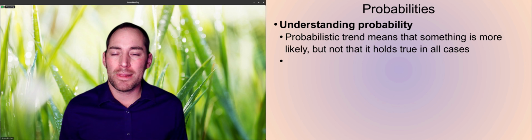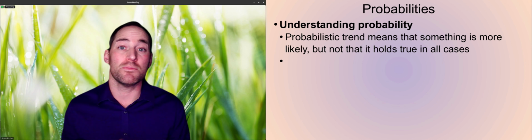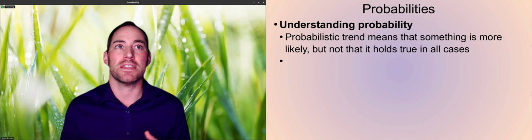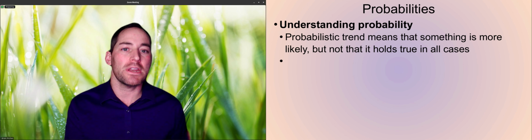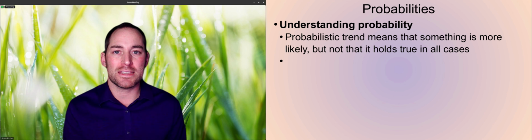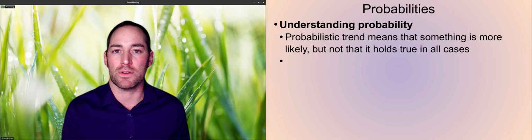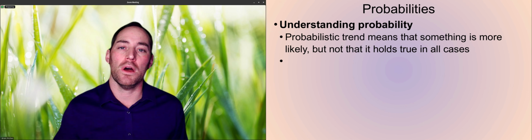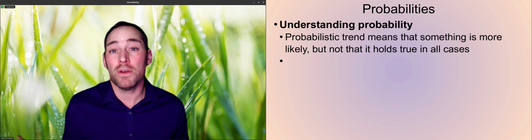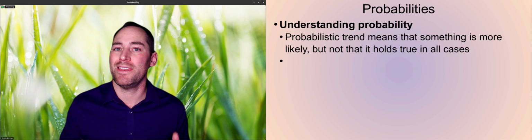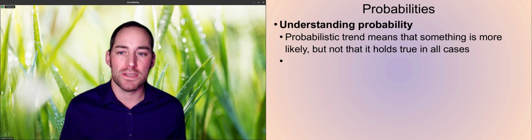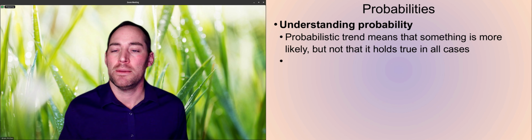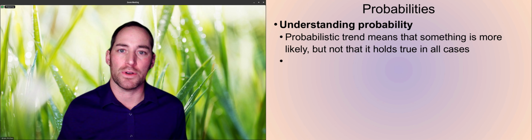So probabilistic trends essentially mean that something is more likely to occur. If something is highly probable, it means that it's pretty likely that it will happen, but not that it's necessarily going to happen in every single case. So if there's a 90% chance of something happening with variables 1, 2, and 3 in play, most of the time that'll probably happen, but not every single time. So that's what probability means. It means something is more or less likely to hold true or to be related or to happen.